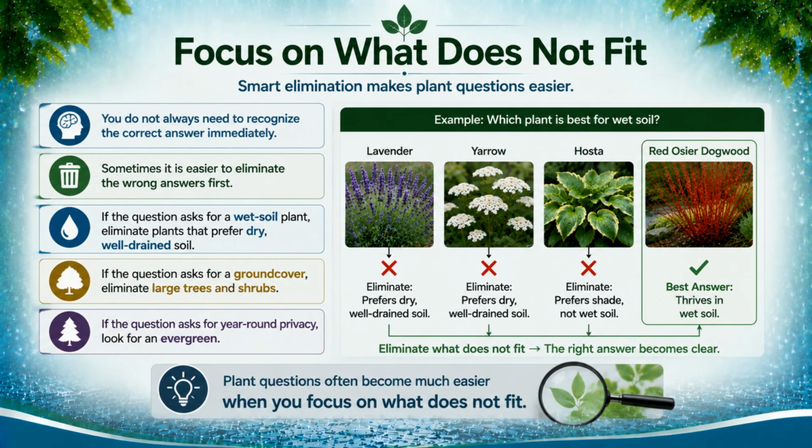Here's one of the most important strategies for multiple choice exams. Sometimes it is easier to eliminate the wrong answers first. If the question asks for a wet soil plant, eliminate plants that prefer dry, well-drained soil. If the question asks for a ground cover, eliminate large trees and shrubs. If the question asks for year-round structure or privacy, eliminate deciduous plants. Plant questions often become much easier when you focus on what does not fit.